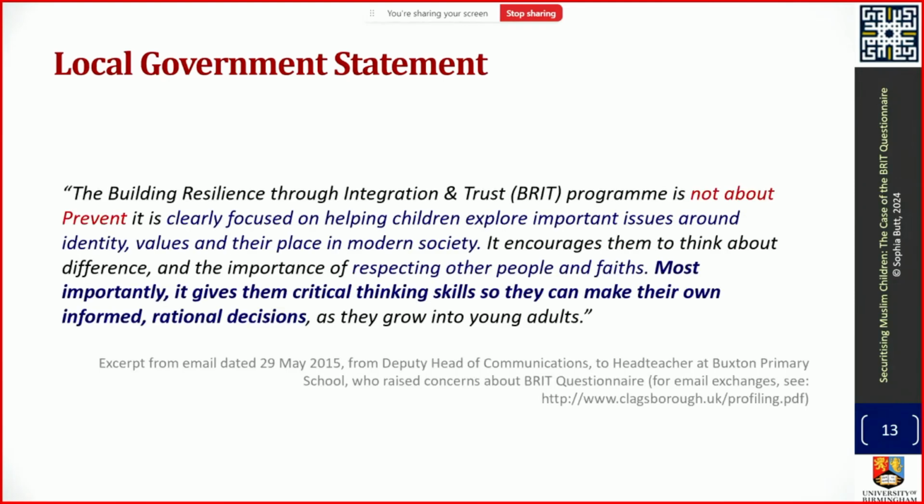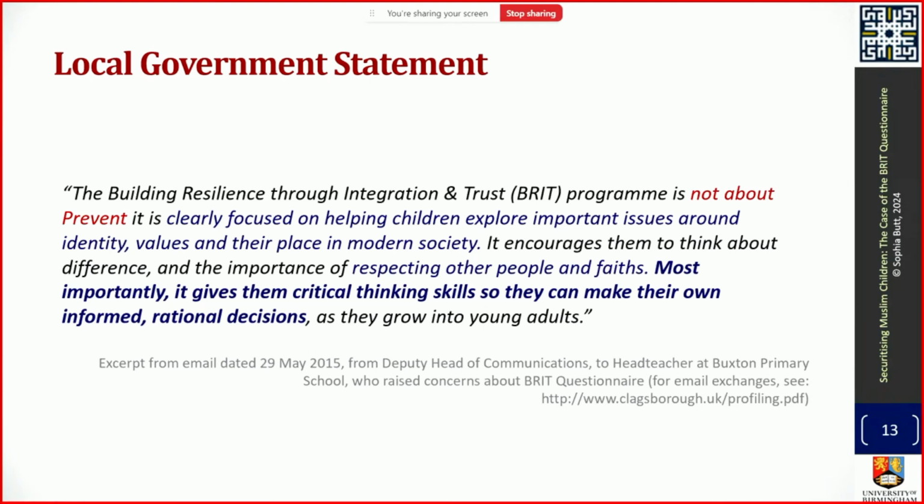So there was a local government statement put out shortly after this was released to say that the Building Resilience Through Integration and Trust programme is not about Prevent. It's clearly focused on helping children explore important issues around identity, values, their place in modern society. Most importantly, it gives them critical thinking skills so that they can make their own informed, rational decisions.